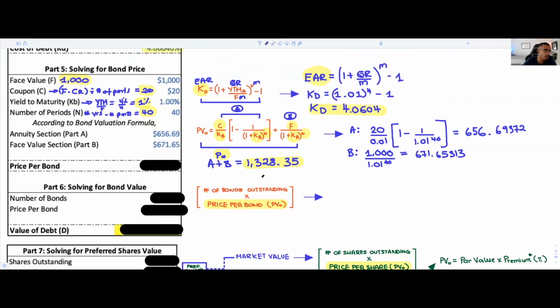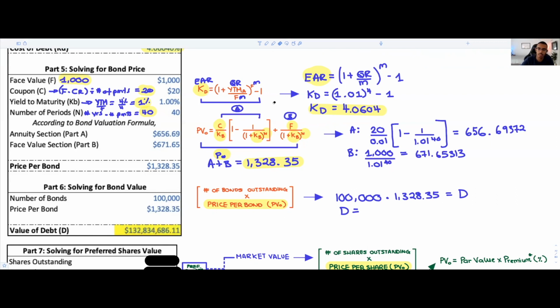And we know that in this question we have a bunch of bonds outstanding. If I'm not mistaken, it should be 100,000 bonds outstanding. Yes, it is. So what you're going to do is 100,000 multiplied by 1,328.35, and that's going to give you debt. Not debt like dying, but the debt value. So we got the price of our bond, we got 100,000 bonds, and if you multiply these two numbers together, you get the value of debt. In this case, it's a pretty big amount.